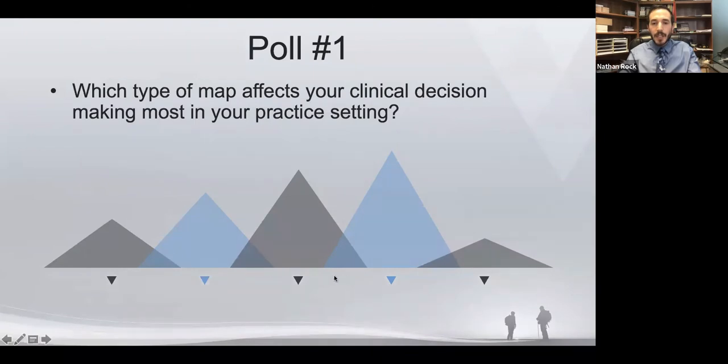So I'm going to go ahead and launch the poll. The poll here would be, which type of map affects your clinical decision-making most in your practice setting? So axial, tangential, elevation anterior, elevation posterior, or thickness. And this is a very hard question to answer because these are all important maps.